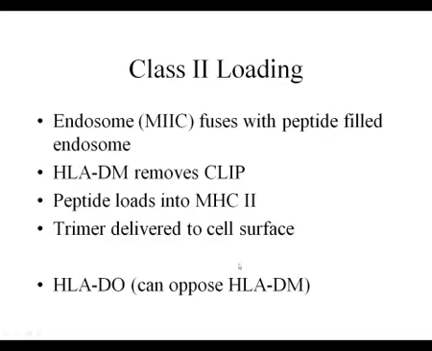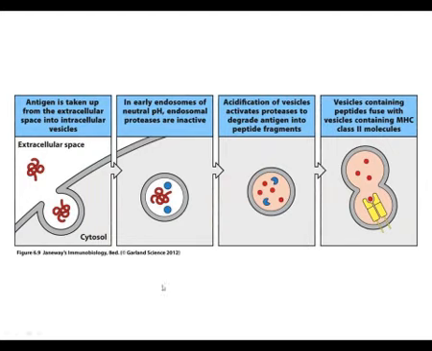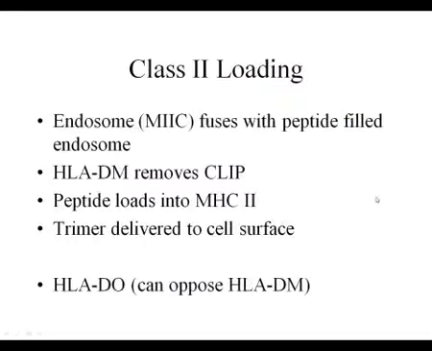There is a molecule called HLA-DO that can oppose HLA-DM. This is kind of the off switch or the fail-safe mechanism. So for whatever reason, if your cell doesn't want to load peptide, HLA-DO can oppose the effects of HLA-DM. That's best seen here, where you see antigen getting taken up. It's getting processed within the endosome, not in the cytosol. You have MHC in the endosome that binds to it, and it can load.